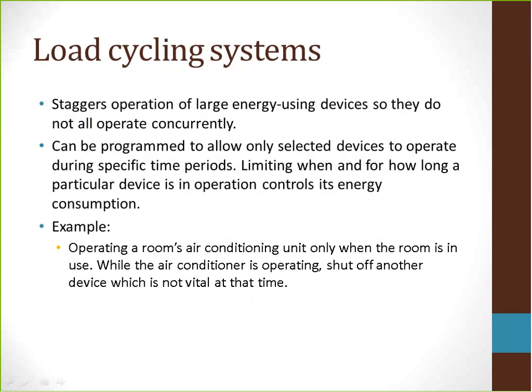A load cycling system is a type of energy management control. The load cycling system staggers operation of large energy-using devices so they do not all operate concurrently. The load cycling system can also be programmed to allow only selected devices to operate during specific time periods. Limiting when and for how long a particular device is in operation controls its energy consumption. One example of load cycling is operating a room's air conditioning unit only when the room is in use. While the air conditioner is operating, shut off another device which is not vital at that time.